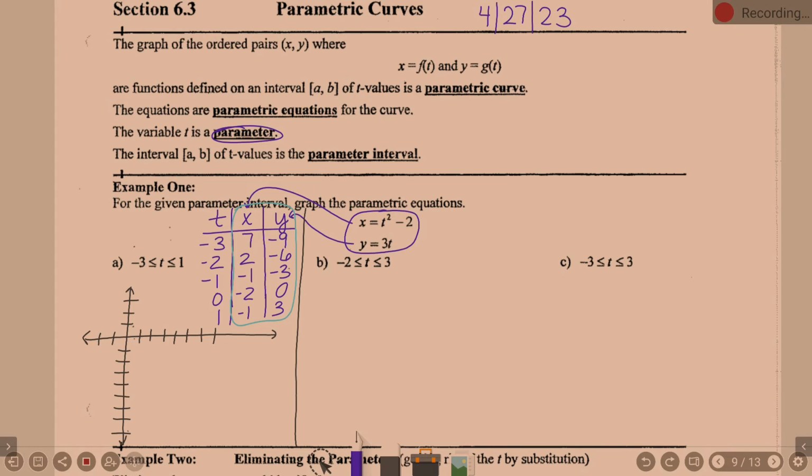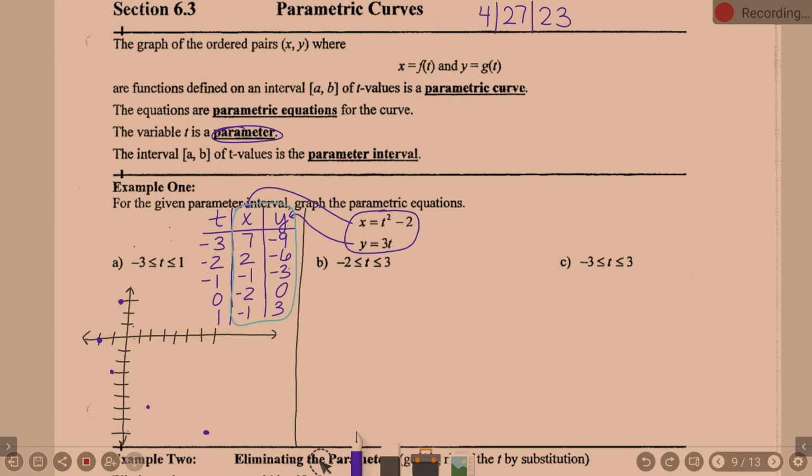7, negative 9. Right 7, 9 down. 2, negative 6. Right 2, 6 down. Negative 1, negative 3. Left 1, 3 down. Negative 2, 0. Left 2, up or down 0. Negative 1, 3. Left 1, up 3.